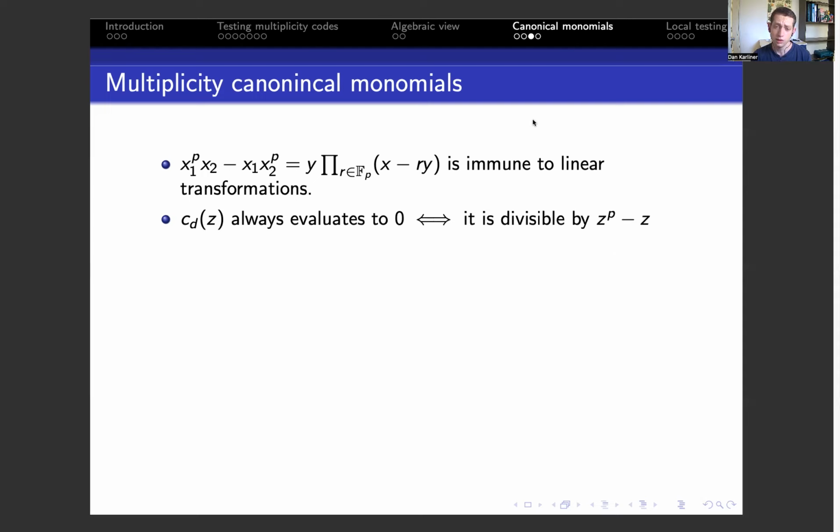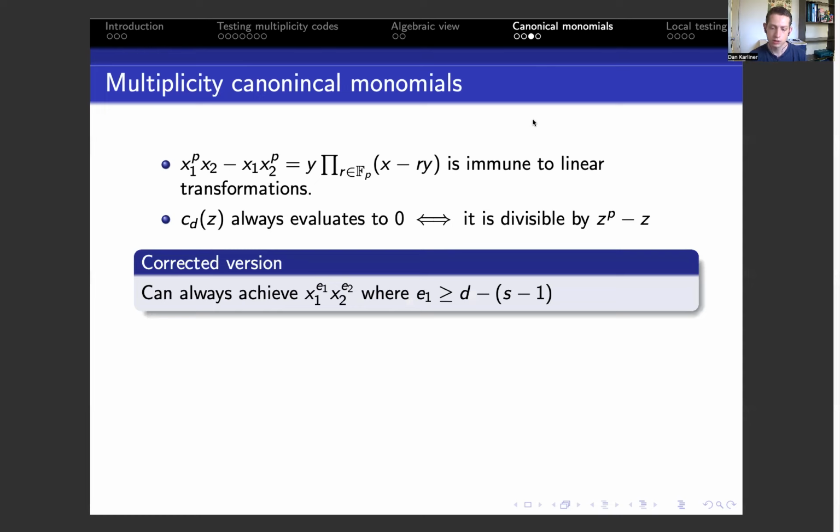Okay, so why does this happen? This happens because our polynomial CD of z is still not the zero polynomial, but it always evaluates to zero. This is because it is divisible by z to the p minus z, which can happen because our degrees are larger than p. In fact, in our case, it's exactly equal to z to the p minus z.